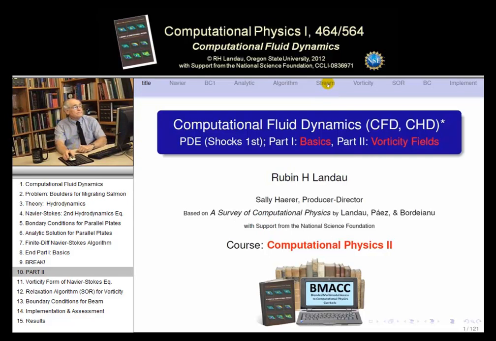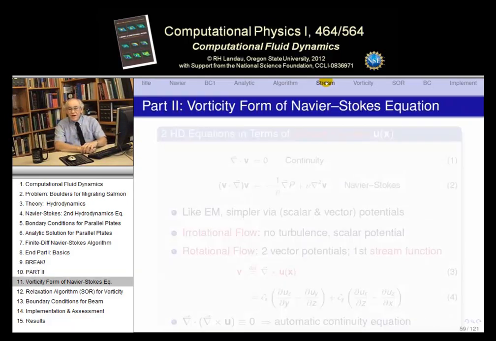So here's our problem. We have the Navier-Stokes equation, and we have the continuity equation. So let's remind you of that. We have our two fundamental equations.